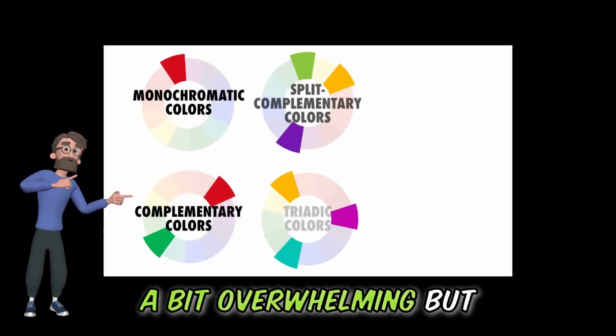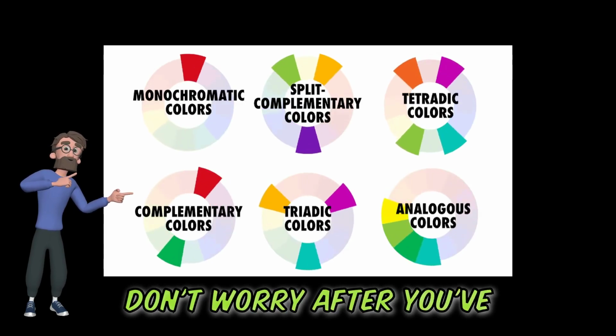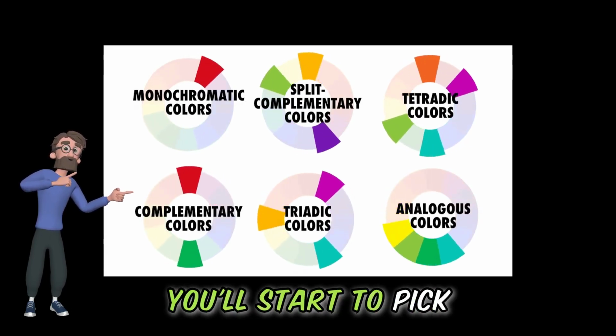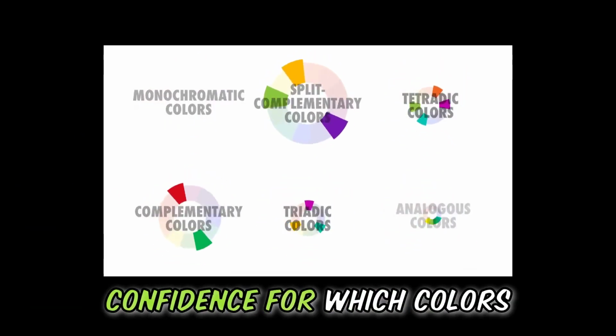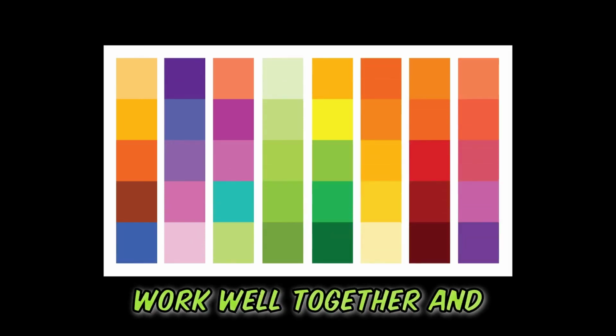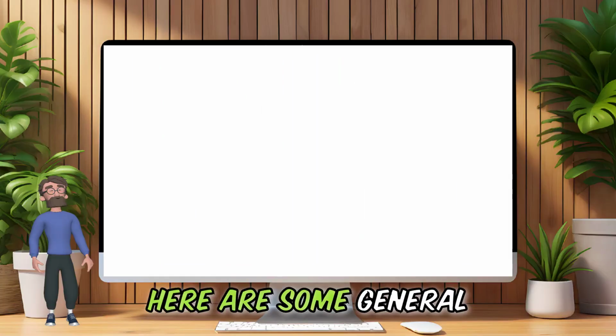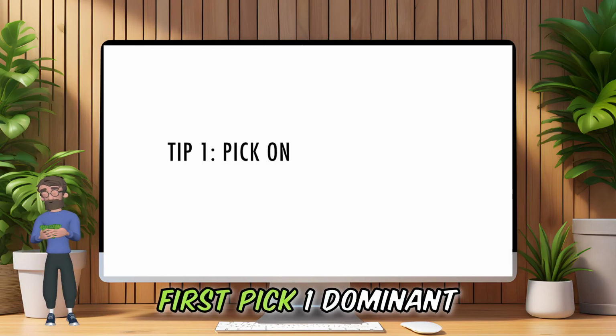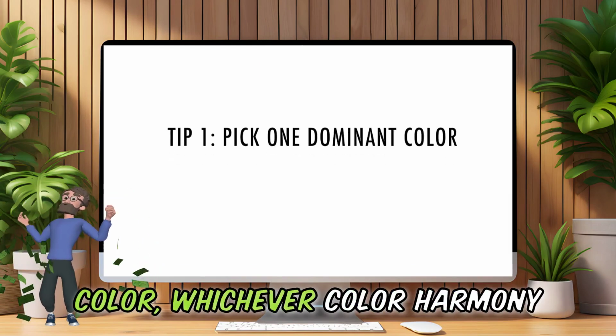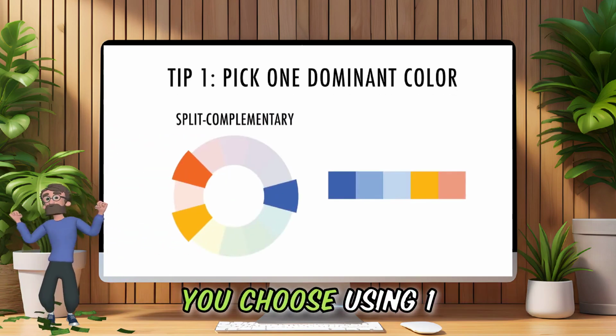Here are some general tips to help you. First, pick one dominant colour. Whichever colour harmony you choose, using one dominant colour will create a sense of balance in your design. You can choose one main colour and use the rules of colour harmonies to find other colours that work as accents or smaller details in your design.